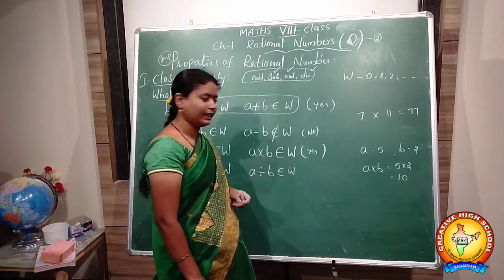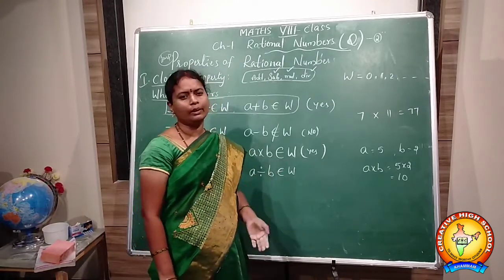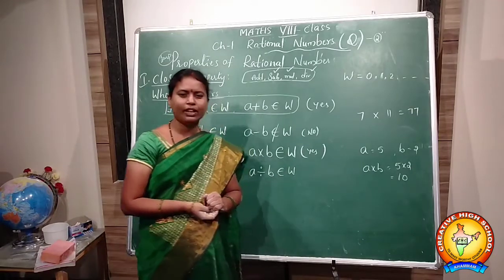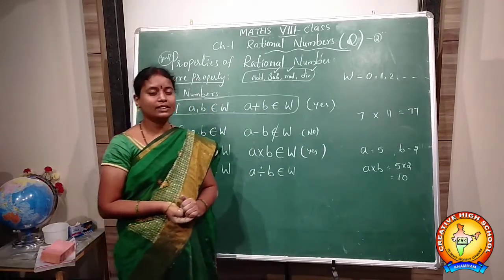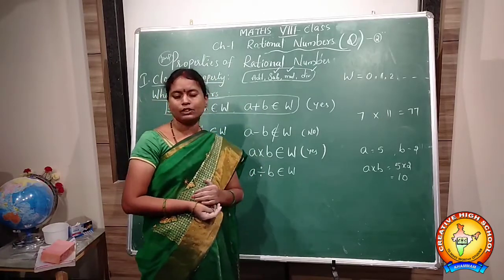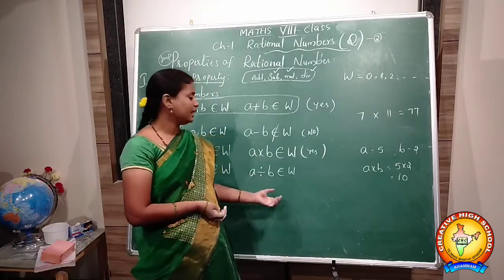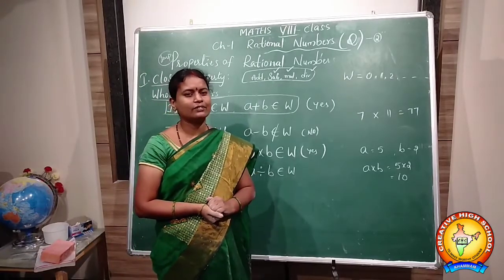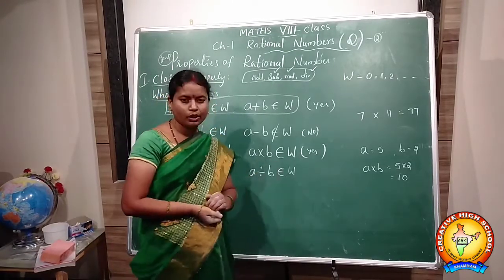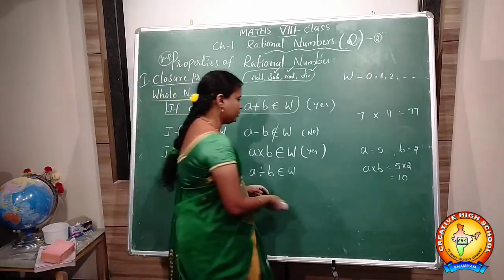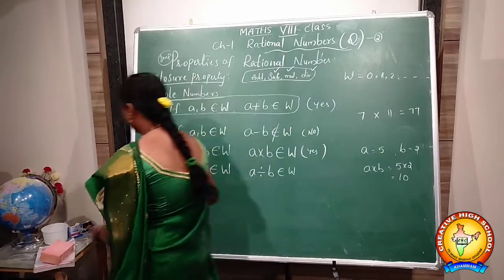Now let us check. Take any two whole numbers and divide one whole number by another. If we get an answer and the resulting number is also a whole number, we can tell that it is satisfied. If the resulting answer does not belong to whole numbers, then we can say it is not satisfied. So, see here, take any example.